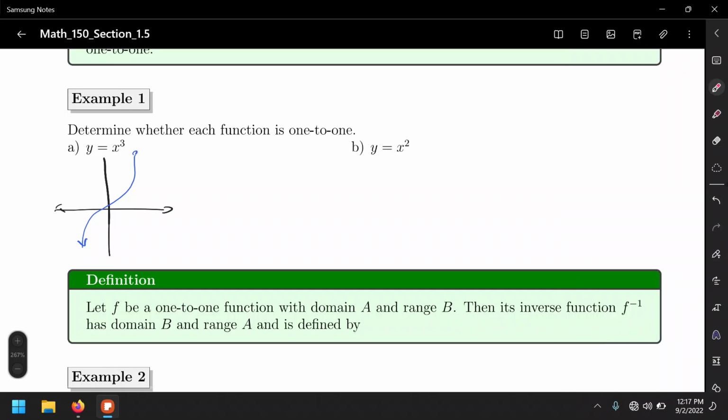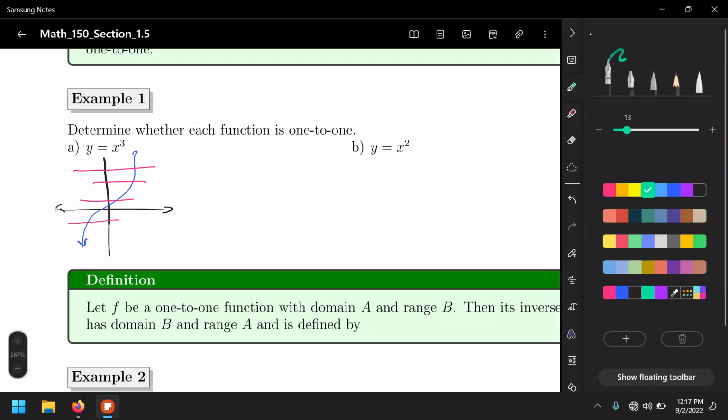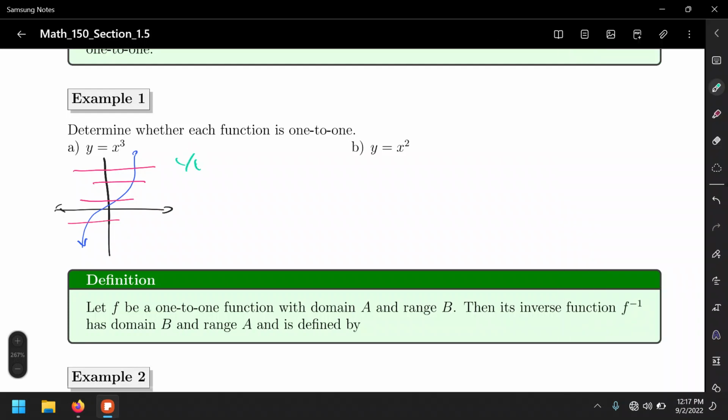Alright, so let's trace some horizontal lines. How many times did it cross? Only once? Can you find a point for which it crosses more than once? No, so there's no way. So that means in this case, yes, one-to-one.